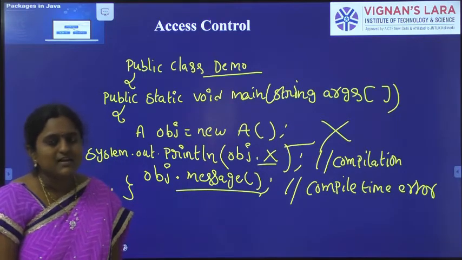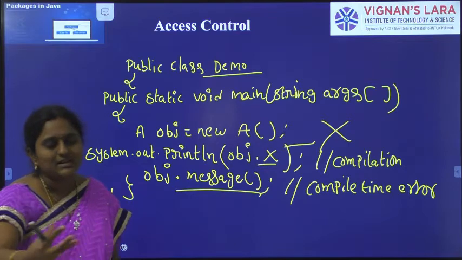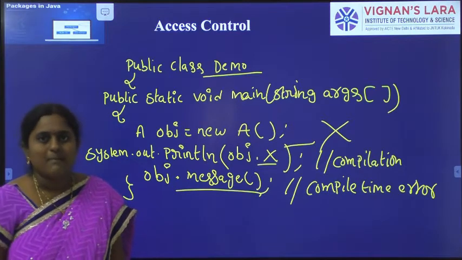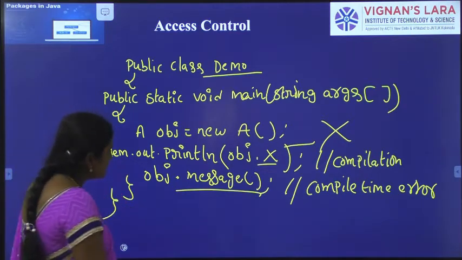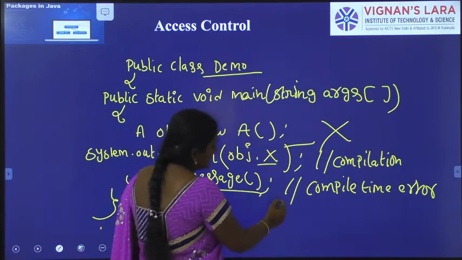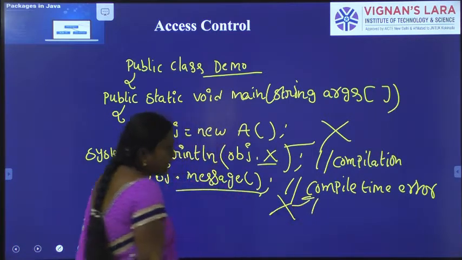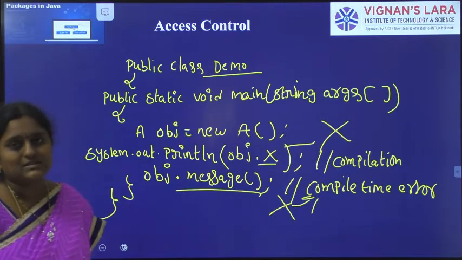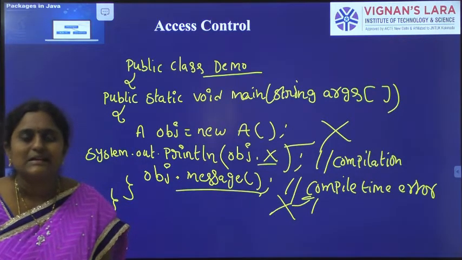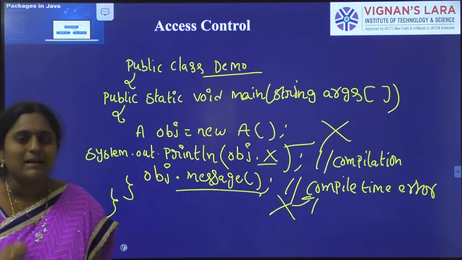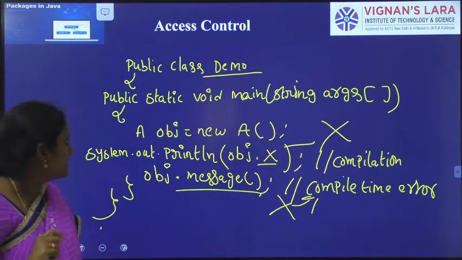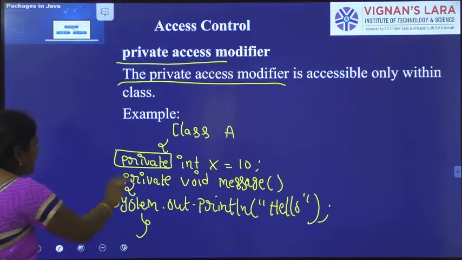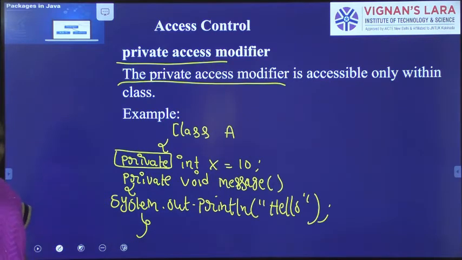A private access specifier method cannot be accessed outside the class and outside the package. So when the compiler reaches this statement, it creates a compile time error. Our program could not compile successfully. At the time of compilation, it leads to an error because the X data member and the message method are private. Private means only within the class we can access it.